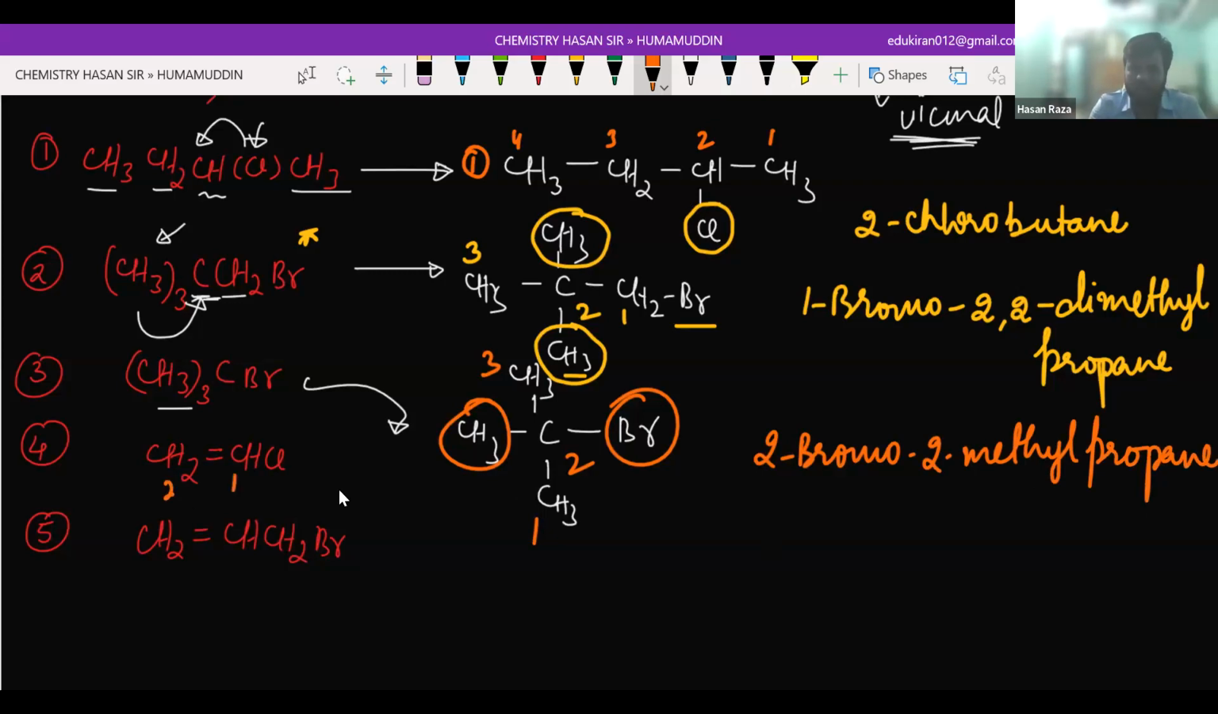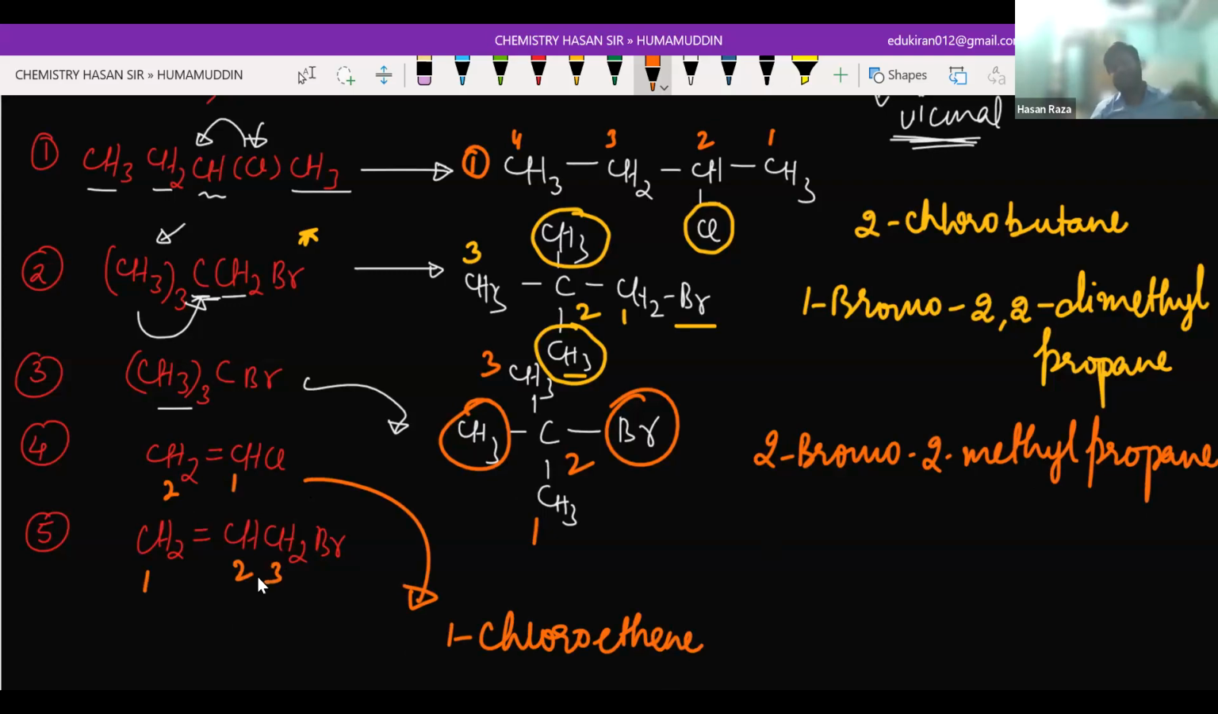Here, you can see 1, 2. The branch is chlorine, so chlorine is present at first position: 1-chloro. How many carbons in the parent chain? 2 carbons, so eth. Since it is doubly bonded, for doubly bonded we use ene. For singly bonded, we use ane. And for triply bonded, we use yne. So ethene. Here you can see 1, 2, 3.